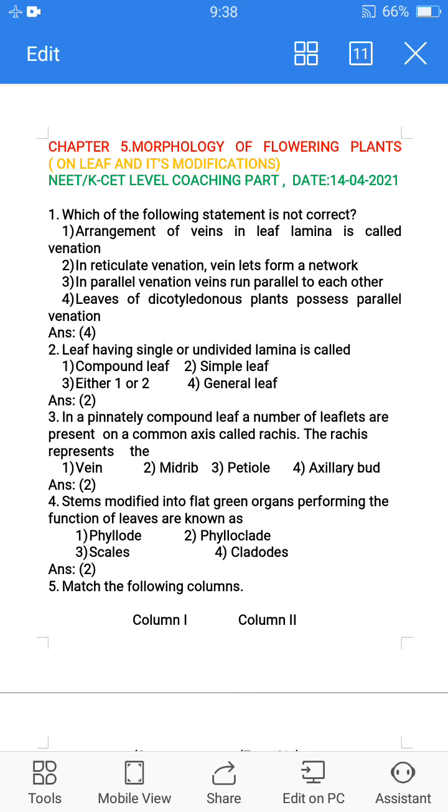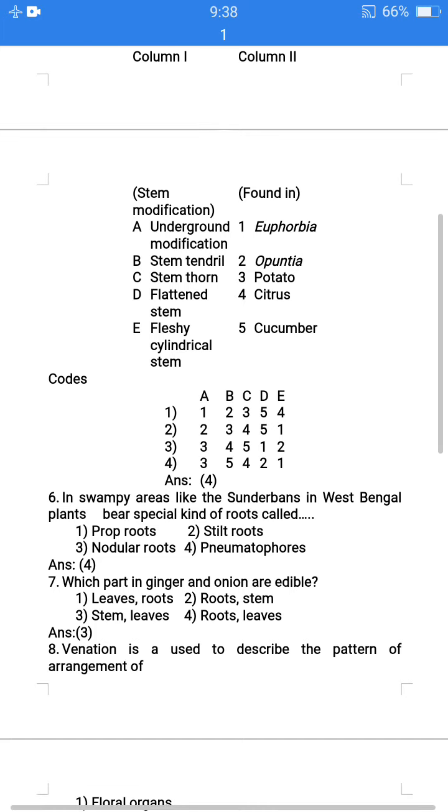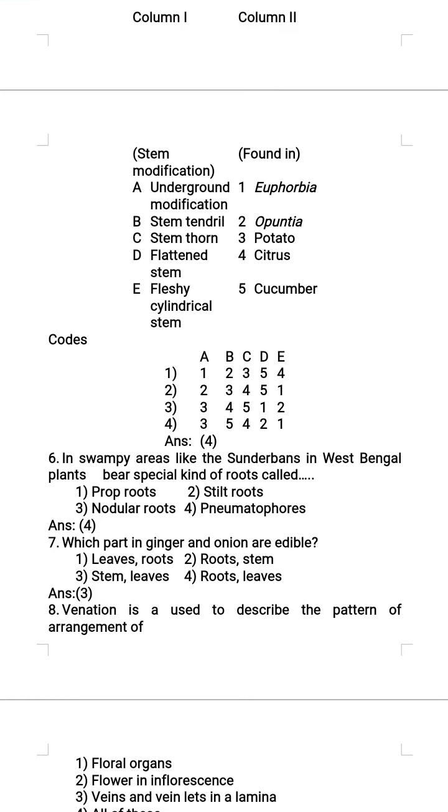Understand? Next, let us see the fifth question, matching type. Column 1 and column 2. Let us match column 1 with column 2. Column 1 possesses stem modifications. Column 2 has examples. Now let us see. Column 1, stem modification. A, underground modification. Then which is the underground modification from 1 to 5? Obviously it is nothing but potato. So A is matching with 3, potato, because potato is an underground stem modification. It is a tuberous stem.